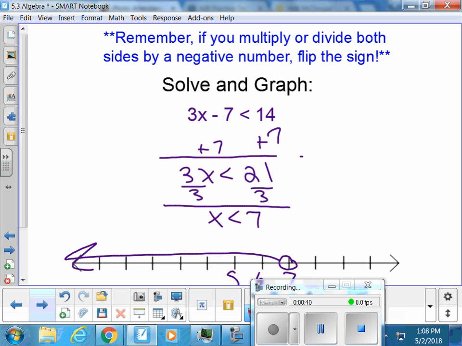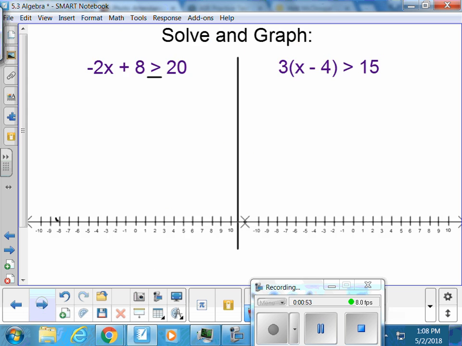Piece of cake. But I did make a warning at the top I want to draw your attention to. Remember, if you multiply or divide both sides by a negative number, you will flip your sign. You will flip that inequality sign upside down. So I'm going to have a student come teach.